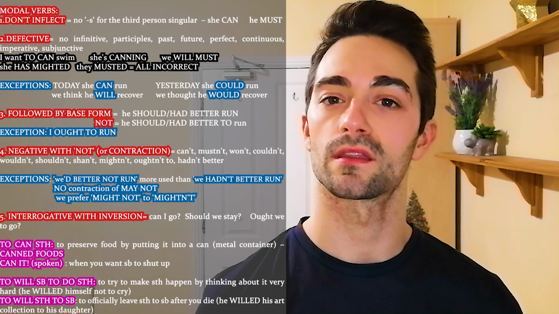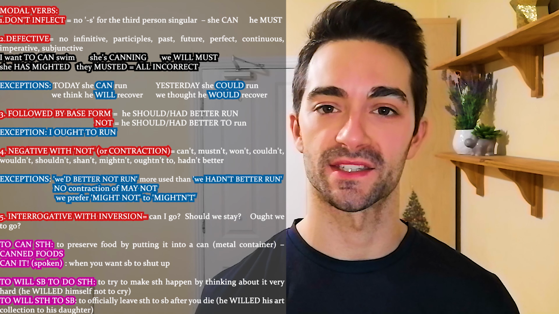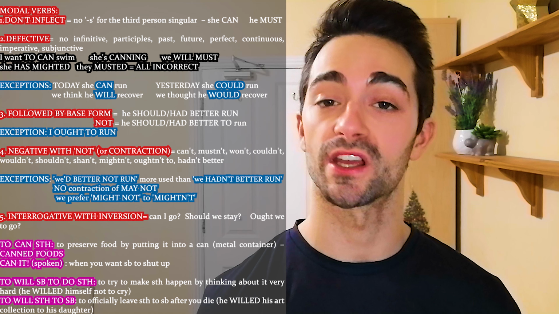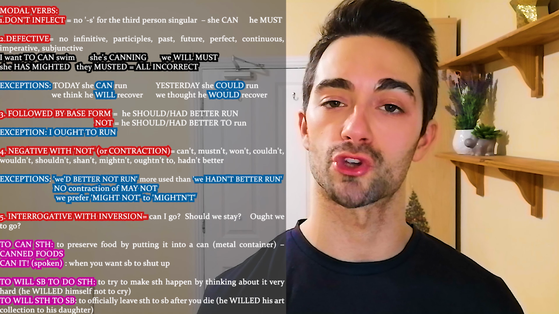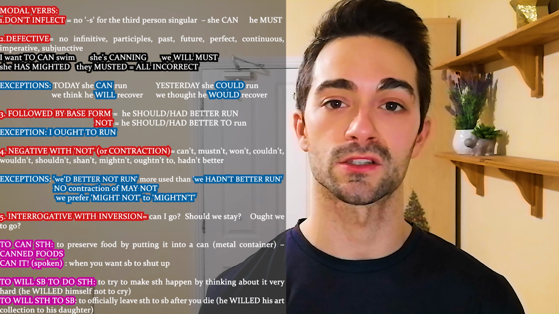Now that we've looked at auxiliary verbs, let's have a look at modal verbs, which all share the same qualities. So for my examples, I will only use a couple of them because they all behave the same. First of all, they don't inflect, which means that they don't add the s to the third person singular. They are defective, which means they don't have the infinitive or participles, which in turn means they can't be conjugated in the past, future, perfect or continuous form, or in the imperative or subjunctive.